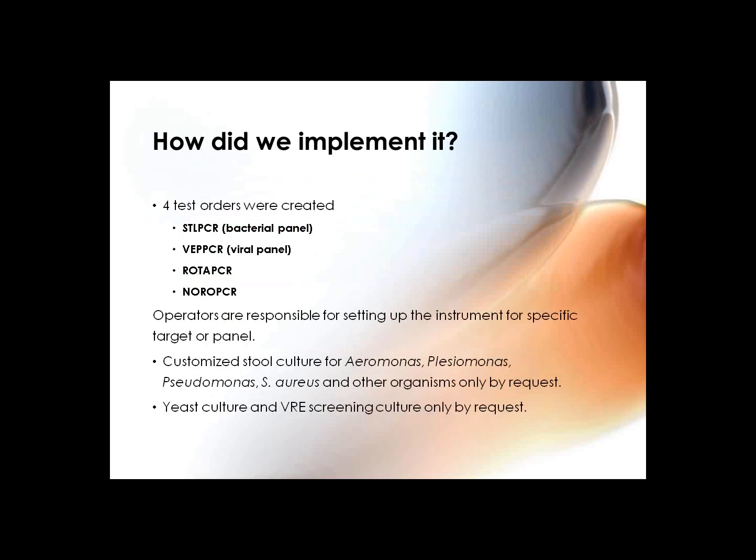So how did we implement it? We created 4 different orders, and the physician will be able to order the specific sub-panel or target that he wants. We created a stool PCR panel, which is only a bacterial panel, also including 2 Shiga toxins. We created a viral enteric pathogen PCR, a viral panel that includes rotavirus and norovirus, and we are also able to order one of the viruses separately as an individual target.